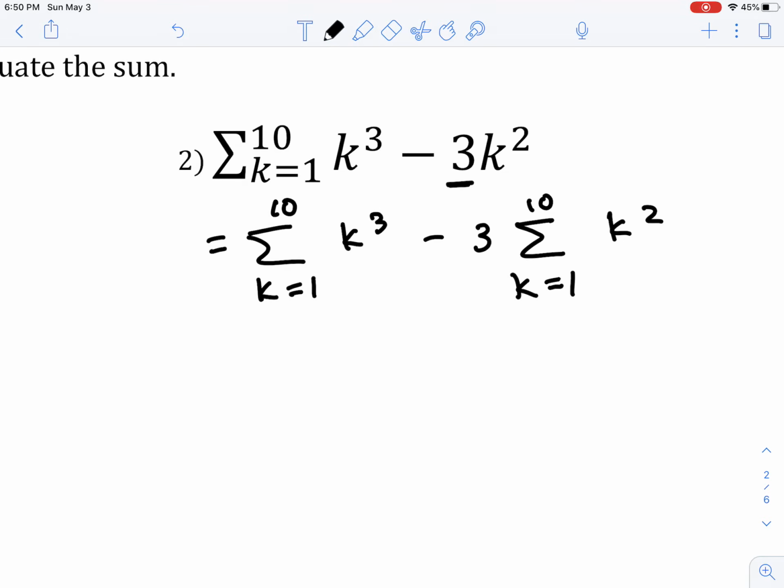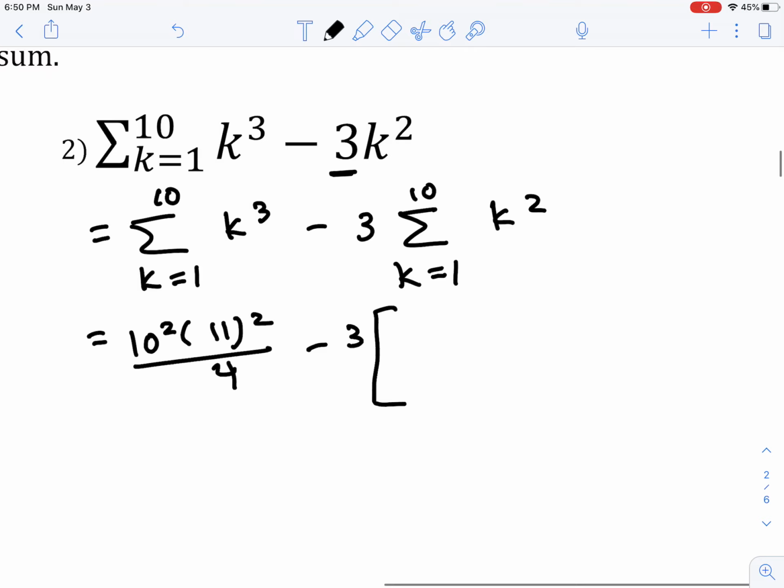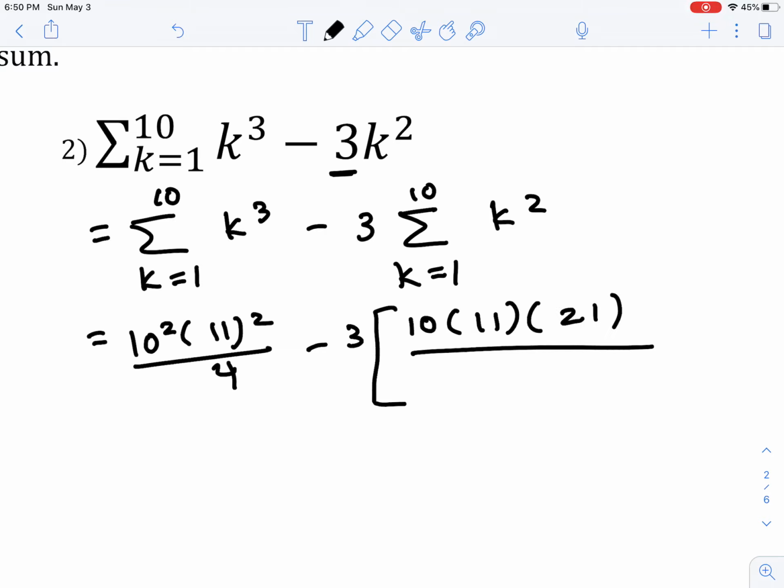So now that we know that we're going to use those two rules, let's go back to our problem. We're going to write this as the following. This would be 10 squared times 10 plus 1, so 11 squared, all over 4. And all of this here, we're going to write this 3 on the outside. Let's just do some work here. So we're going to go 10 times 11 times 2 times 10 plus 1, so that's going to be 21, all over 6.